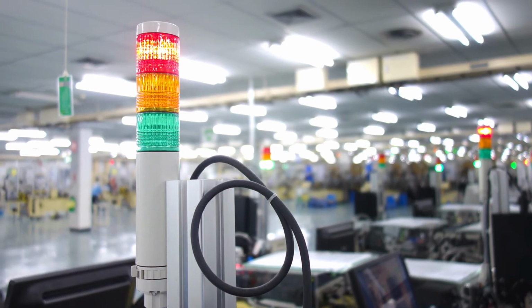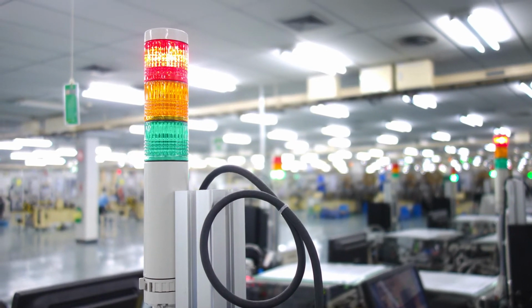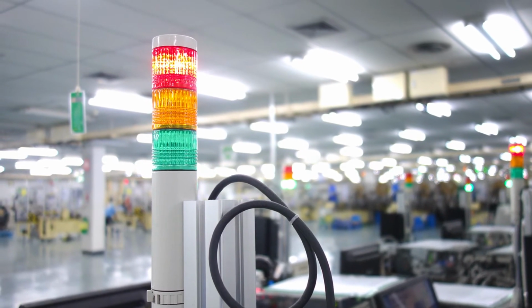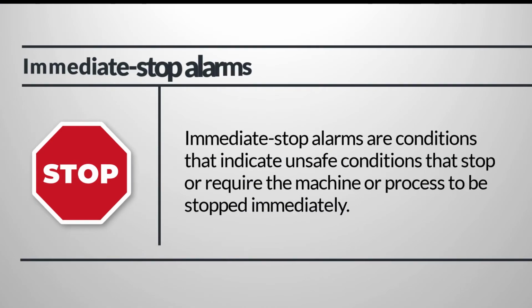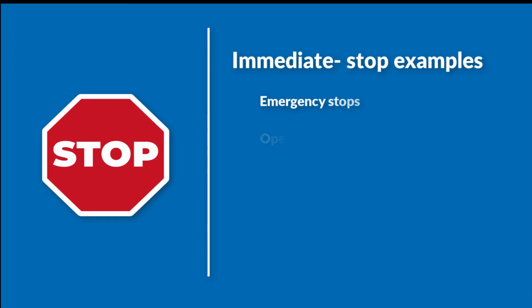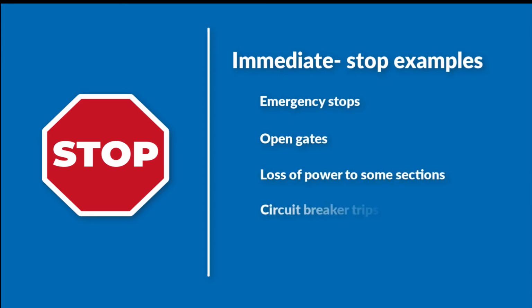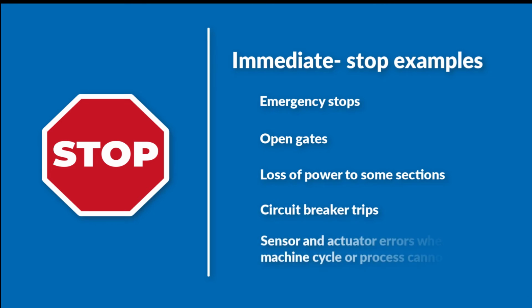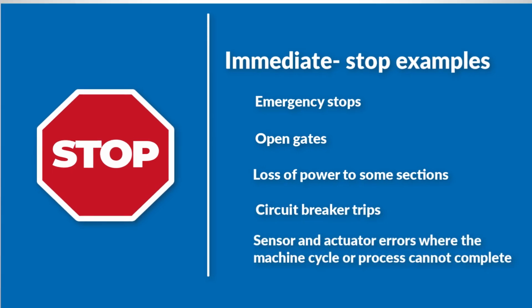Alarm indication is important in HMIs and is generally broken down into at least 3 categories. Immediate stop alarms are conditions that indicate unsafe conditions that stop or require the machine or process to be stopped immediately. Examples include emergency stops, open gates, loss of power to some sections, circuit breaker trips, or sensor and actuator errors where the machine cycle or process cannot complete.